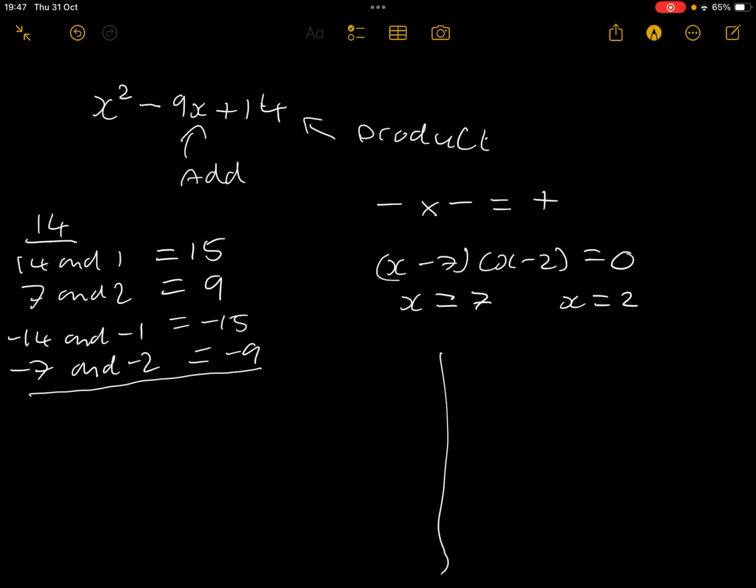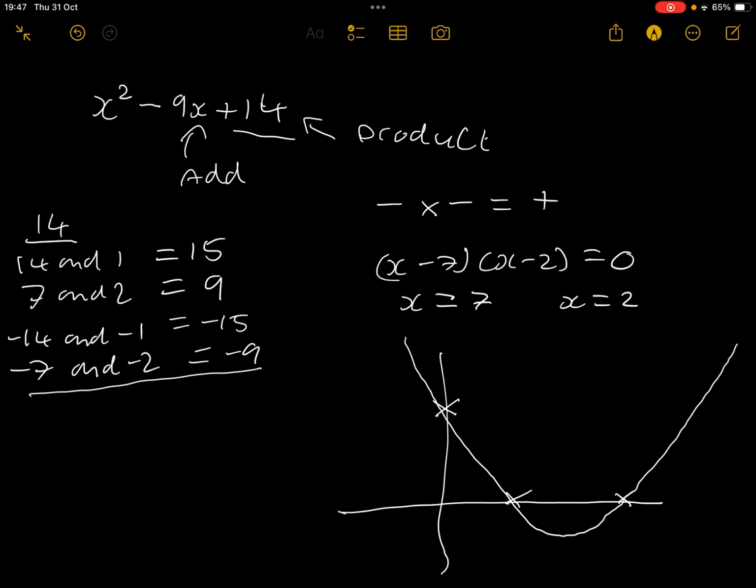Let's draw our graph. So, once again, we know our two roots are 7 and 2 based on what we've just done. We know our y-intercept is 14 because it's just a number on its own. So we're going to put 14 there. We know that it hits 2 here and 7 here. So now it's going to hit the axis twice because we have two unique roots, and the graph is going to look something like that. It hits at 2, 7 and 14. And there you go.